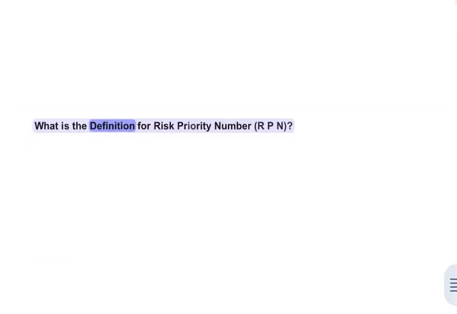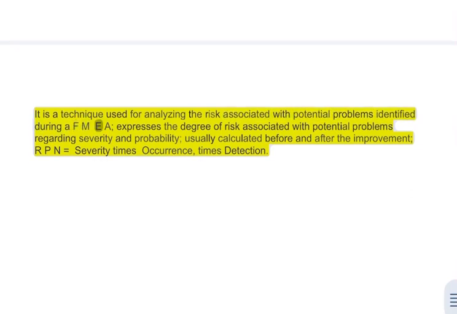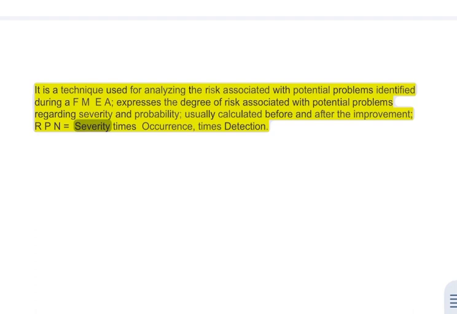What is the definition for risk priority number, RPN? It is a technique used for analyzing the risk associated with potential problems identified during an FMEA. It expresses the degree of risk associated with potential problems regarding severity and probability, usually calculated before and after the improvement. RPN equals severity times occurrence times detection.